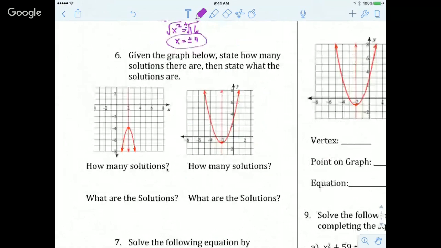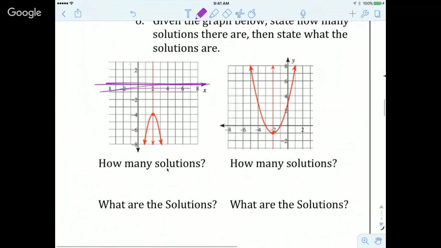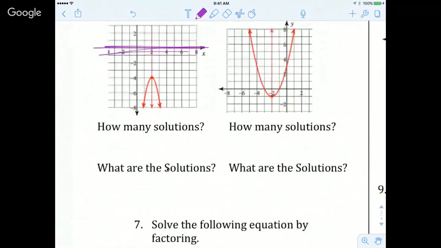Love it. Number 6, graph. Given the graph below, how many solutions are there? And what are the solutions? Okay, does it cross the x-axis? Nope. So there's no solution. How many solutions? We want a number. None. 0. And then what are they? You would say none or no solutions.